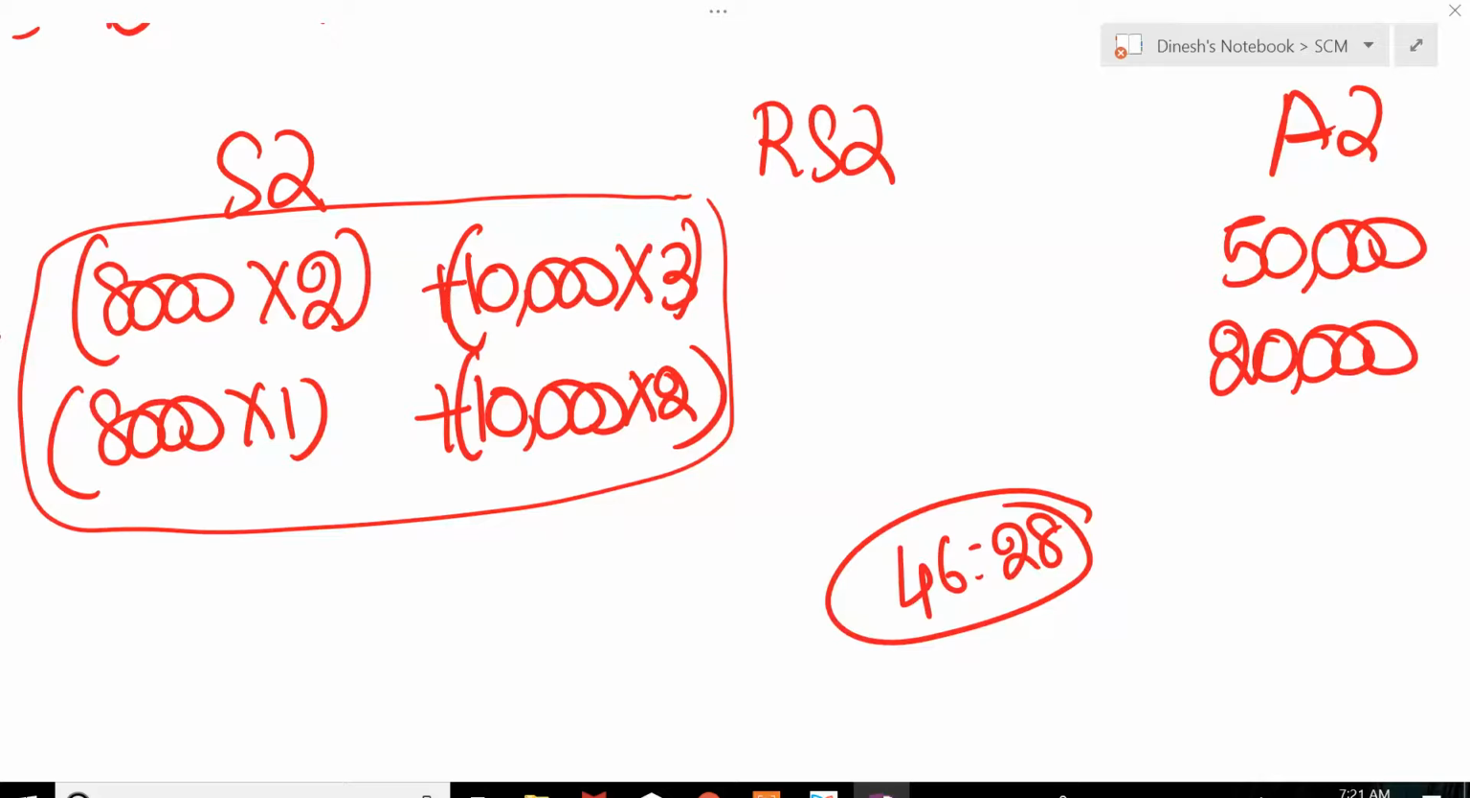It's neither 2:1 or 3:1. It's a mix of that, which is 46:28.